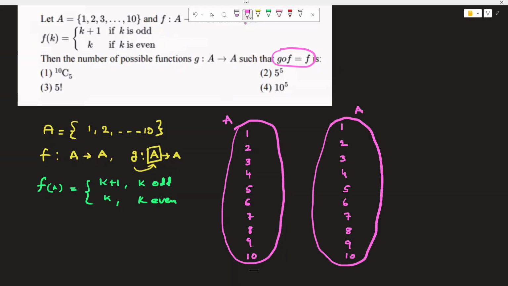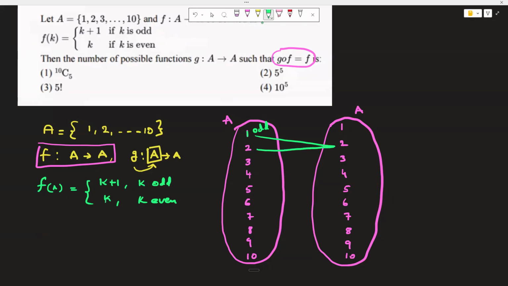Okay, these are the f from A to A. And how was it defined? Look at this. If k is odd, for example, take k value 1, which is an odd number. The odd number definition was k+1. So 1 plus 1 is 2. If it is even, if the input is even, then directly you can connect with k only, the same number.